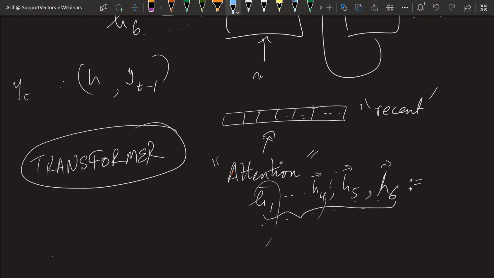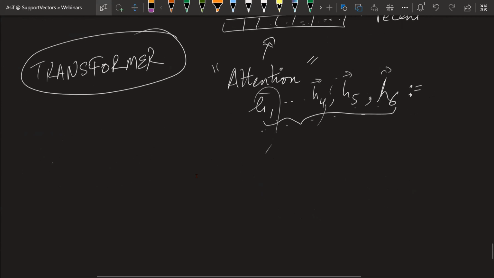That is one. And the second thing is you don't have this problem of forgetting. It deals with long sentences much better. You don't have forgetting, especially in the longer sequences of words, long sentences. And we are going to see that today.